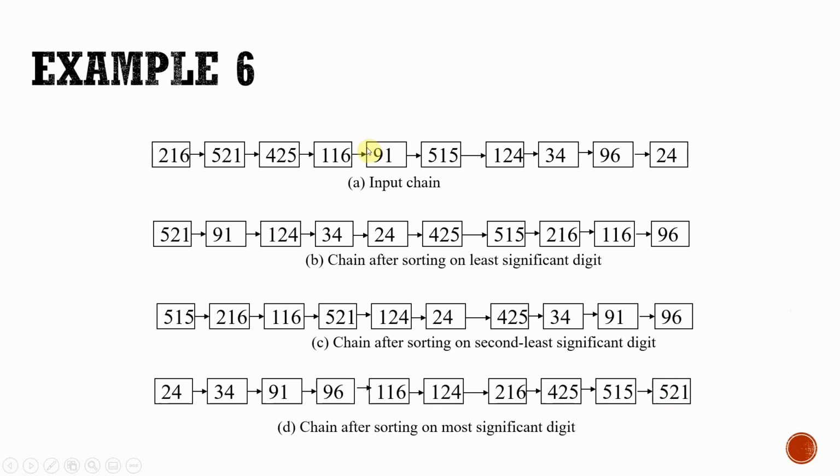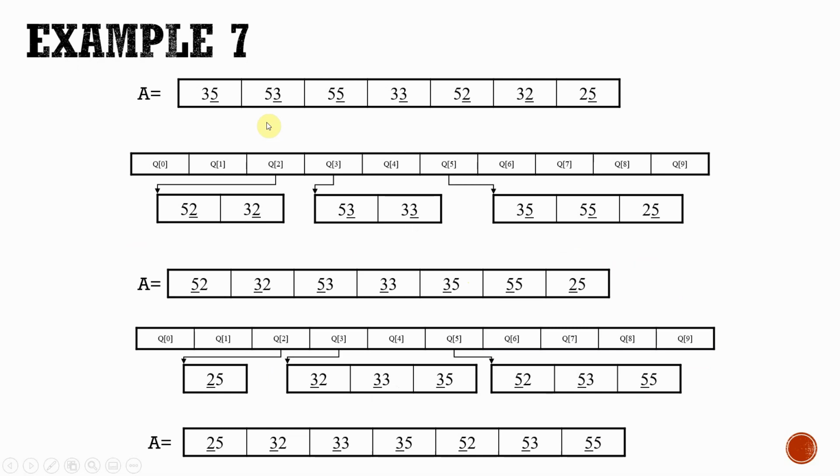The same concept can be applied to a linked list. If you have a range of numbers which are 3 digits, we can do this on the least significant digit first. You see all the ones are first, and then fours, and then 5, 6, and then the second digit, and then the third, and this is how we can sort the array.